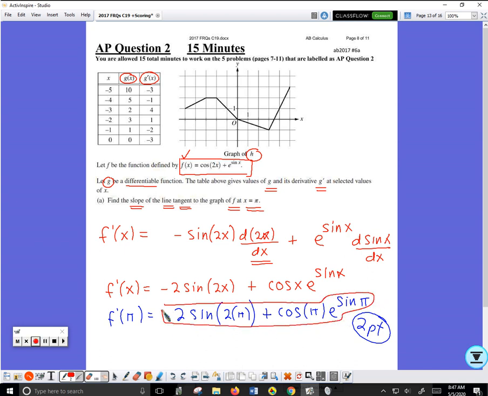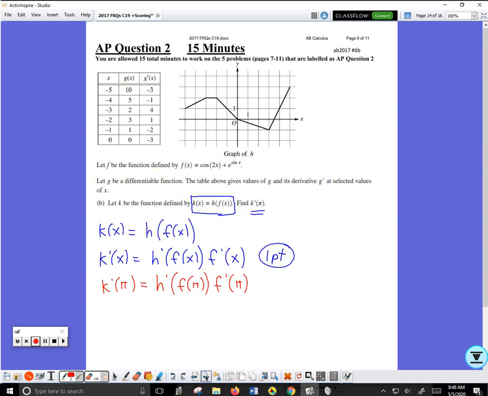Or really, because you found f prime of pi, you can just let them know that that was found in part A. For simplicity here, if we did work this out, the sine of 2 pi is 0. You can use your calculator again, so it's not really that hard. The cosine of pi is -1. The sine of pi is 0. E to the 0 is also 1. So the whole thing works out to be -1. You could find that very quickly by just typing it in your calculator.